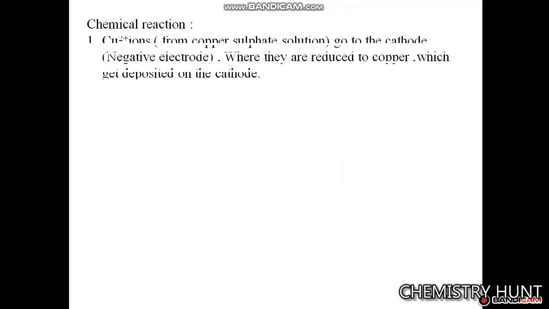Now here we can see the chemical reactions, like the copper ions from the copper sulfate solution. So, we have seen the pure copper ions which go into the copper sulfate solution. They go to the cathode where they are reduced to copper and they get deposited on the cathode. So we see the reaction. This is the copper ion. It gains electrons and deposits as copper.